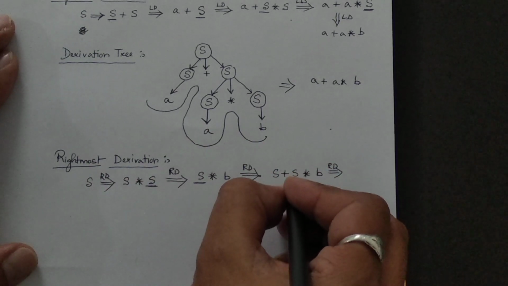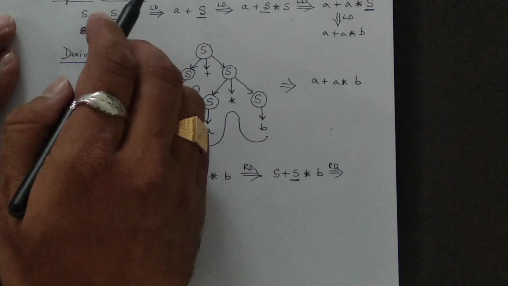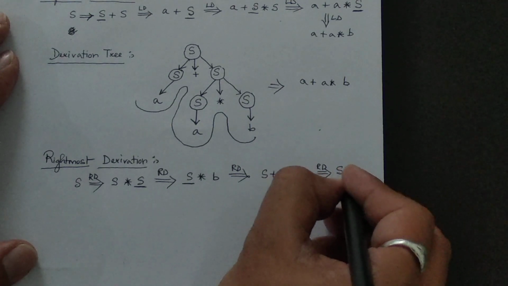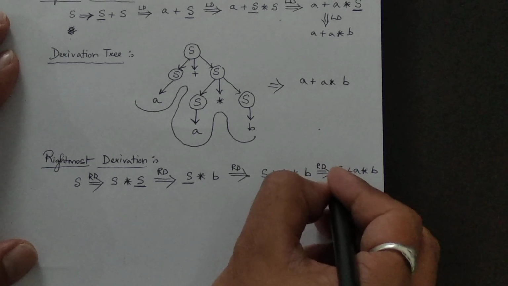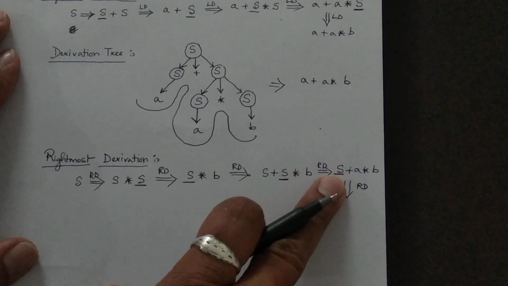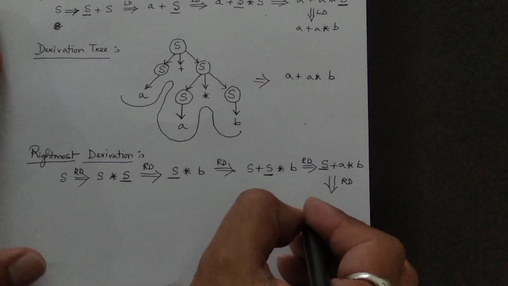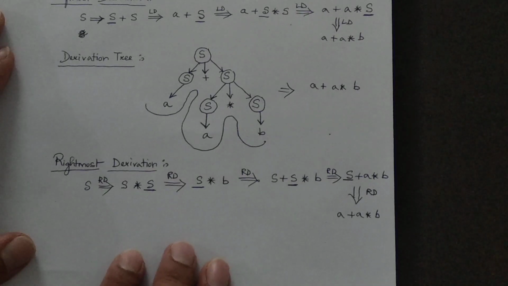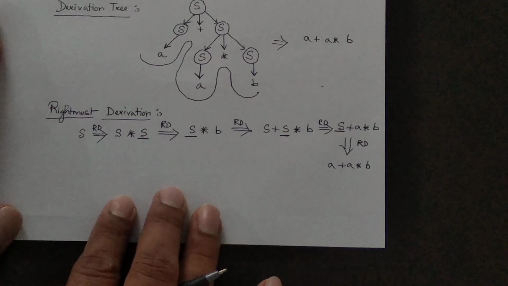If I use right derivation, then what will be the answer? Which one do you have to eliminate? The rightmost S. If I eliminate this rightmost S, which production are you going to use? S tends to A. So the production will be S plus A asterisk B. And then finally I have to replace only this S, and you have to use S tends to A. Therefore, the final string that you got is A plus A cross B. Done. And then I am left with the last step, that is your derivation tree for the rightmost derivation.